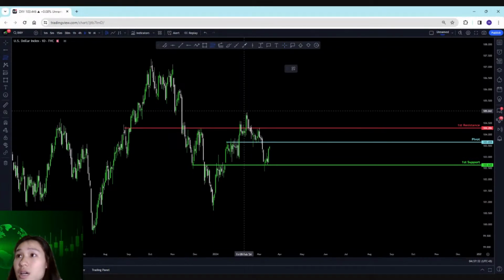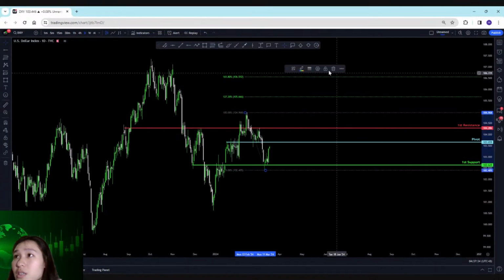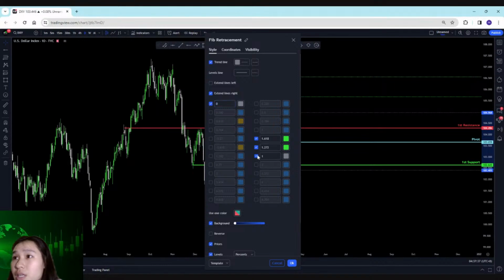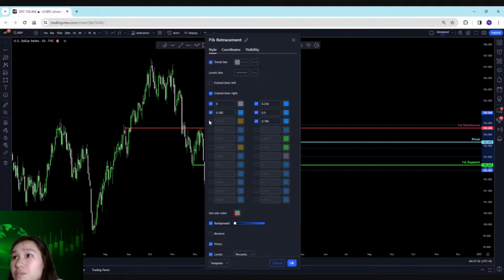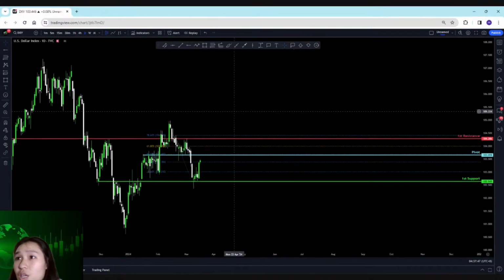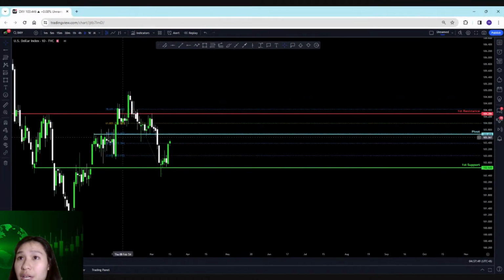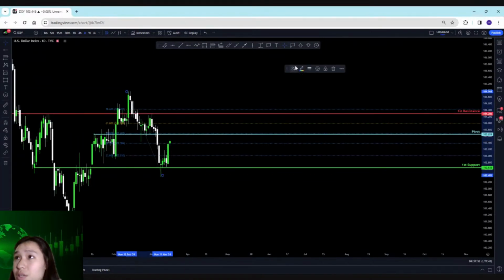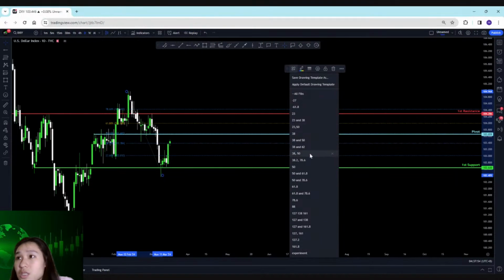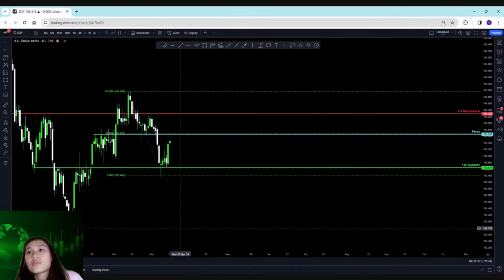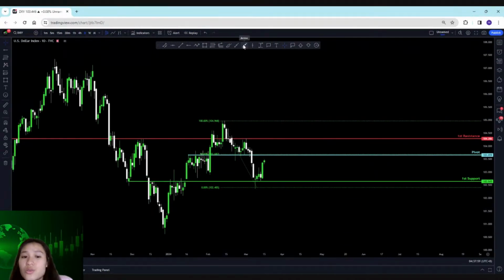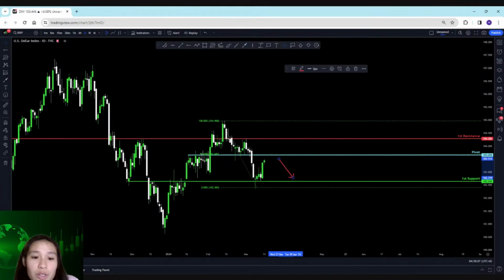Next, I'm going to put a retracement here to see if we have any retracement levels that line up. So we're using these 5 levels again. You can see that my 50% lines up with my pivot, so I'm just going to keep that. So we're expecting price to continue up to our pivot, and we might see it reverse off and head back down to our first support.